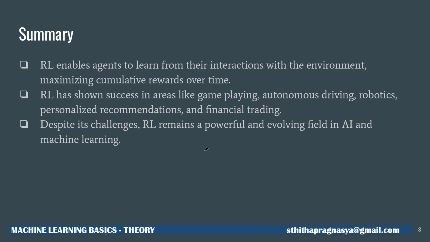And if you have to go through the summary, RL enables agents to learn from their interactions with the environment, maximizing cumulative rewards over time. It applies to autonomous vehicles as well. RL has shown success in areas like game playing and all those things that we already discussed. Despite its challenges, RL remains a powerful and evolving field in AI and machine learning. If you are interested in AI, then now you know one player that you need to be aware of. So that's about reinforcement learning.